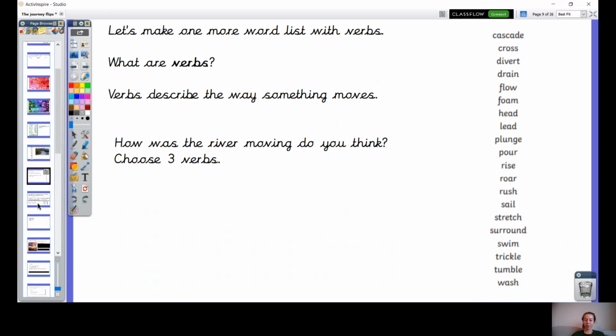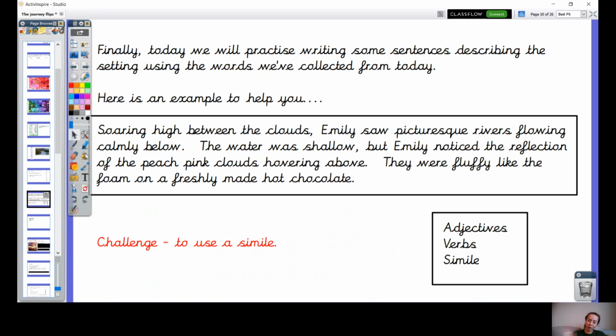Well done, everyone. Okay, so we've got lots of words, haven't we, so far? Finally, today we're going to practice using some of these words in sentences. And we're going to then describe this setting. So make sure that you use the words that you've just collected because they're going to be really helpful. I'm going to show you one that I've done. Okay, so this is just an example and it's something that we're aiming for. So have a listen and see if you can follow with your eyes my reading.